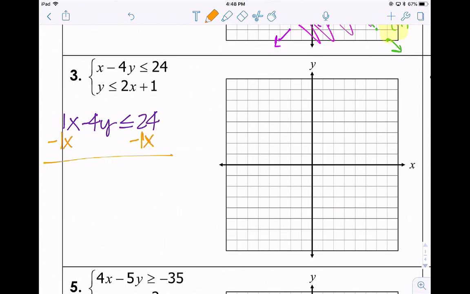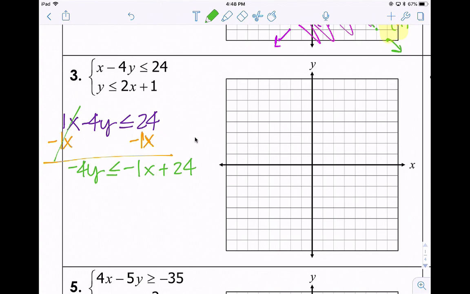1x. When we do that, these cancel. That's what we wanted to happen. We're left with negative 4y is less than or equal to negative 1x plus 24. We can't actually subtract 1x from 24 because they're not like terms. 24 doesn't have any x's. So we just bring both of them down, and always bring down the x part first so that way it's in mx plus b form.